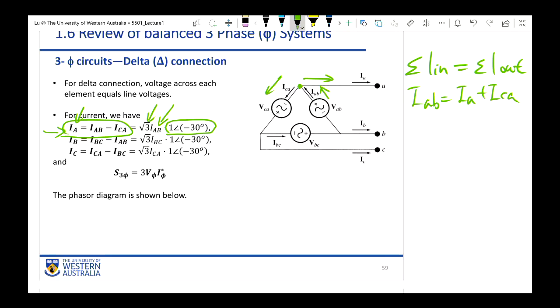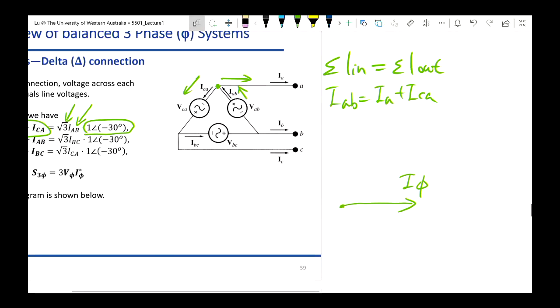So if you draw this thing out, we call this the I phase. This is the phase current for a balanced delta connection pattern. Okay, this is the phase current here. So where is the corresponding line current? The line current will be longer and 30 degrees lagging, so it will be given here. The angle between these two things is 30 degrees.